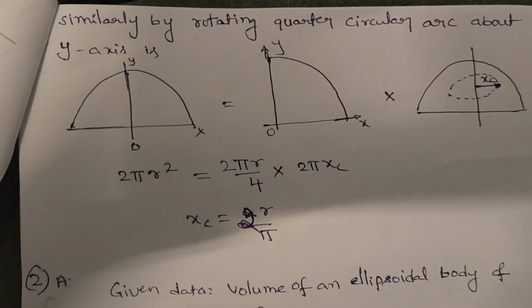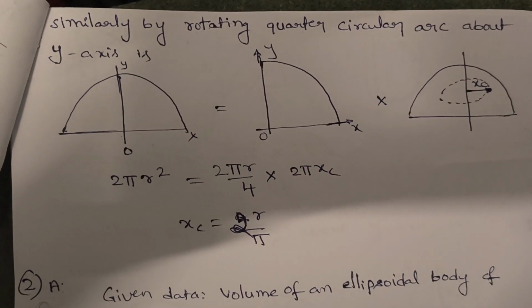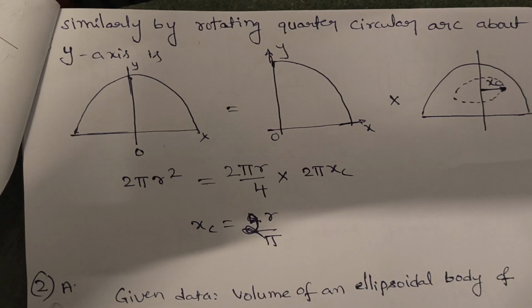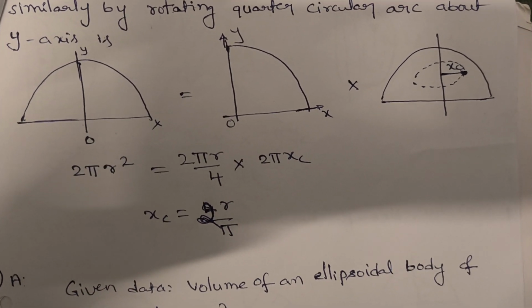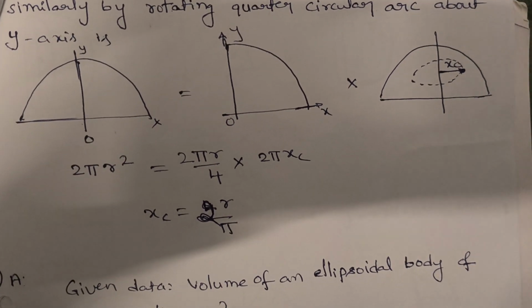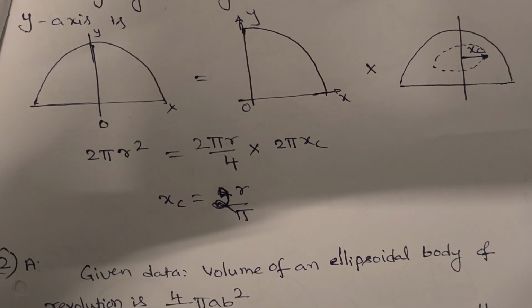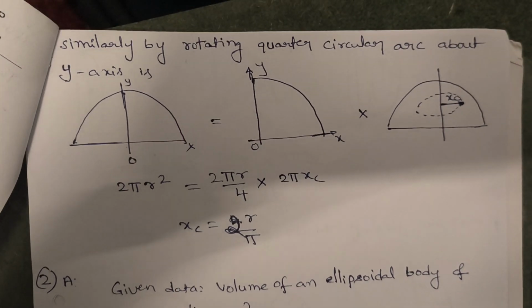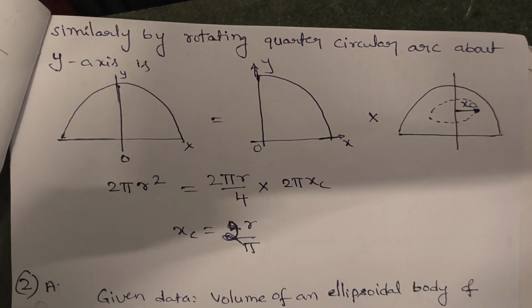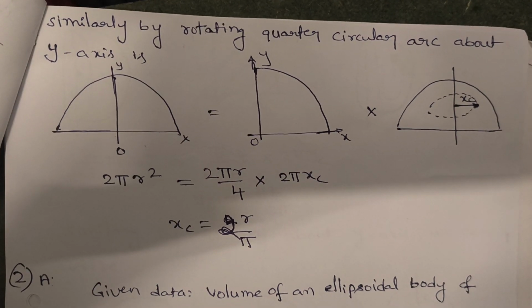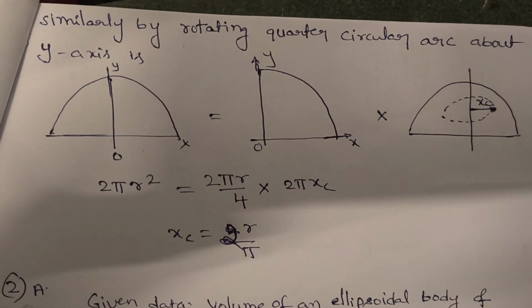Similarly, by rotating the quarter circular arc about the y-axis, the same surface area will be generated. It equals the length of the quarter circle multiplied by the distance traveled by its centroid during one revolution, where the radius of the centroid is xc. So 2 pi r square equals 2 pi r by 4 multiplied by 2 pi xc, which gives xc equal to 2r by 5.